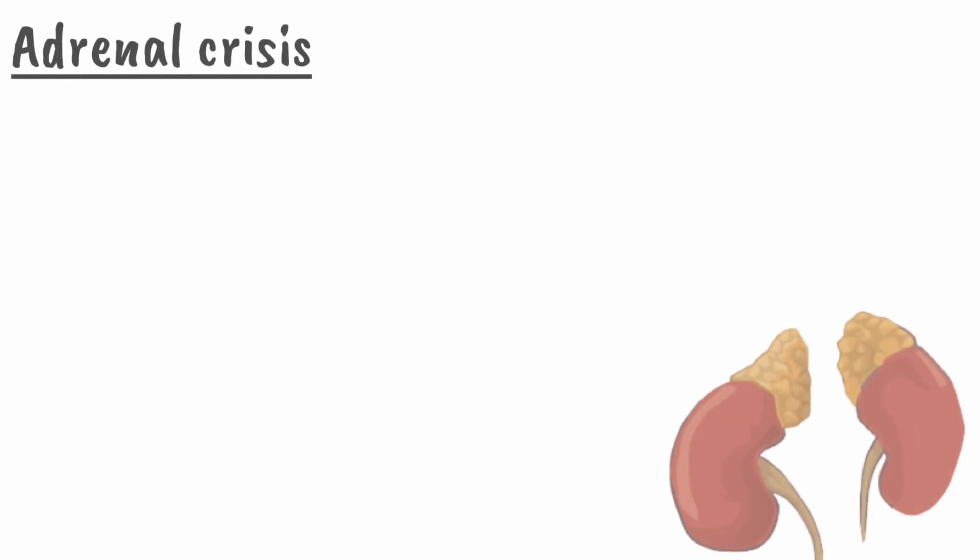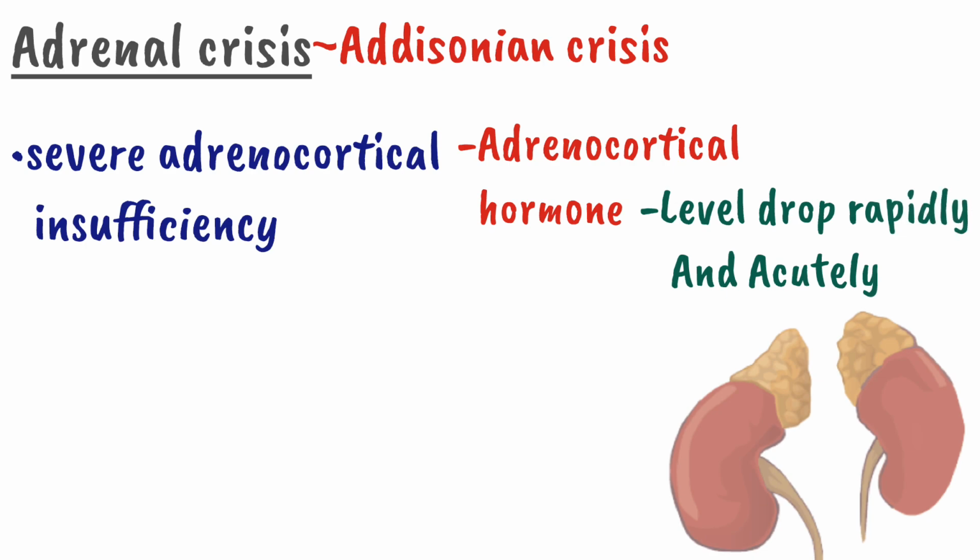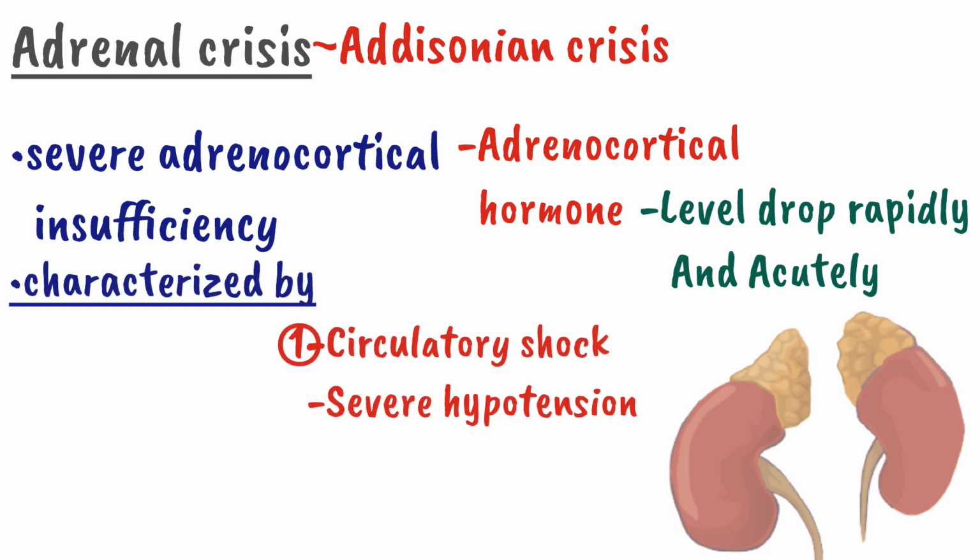Hello everyone, today the topic which we are going to study is adrenal crisis, also called Addisonian crisis. Adrenal crisis is a severe adrenal cortical insufficiency, meaning when the level of the adrenal cortical hormone drops rapidly and acutely, it is called adrenal crisis. It is characterized by two things. The first one is circulatory shock and the second one is severe hypotension.